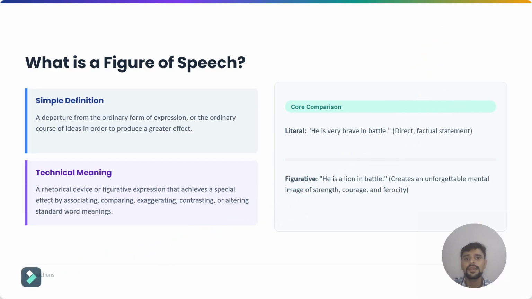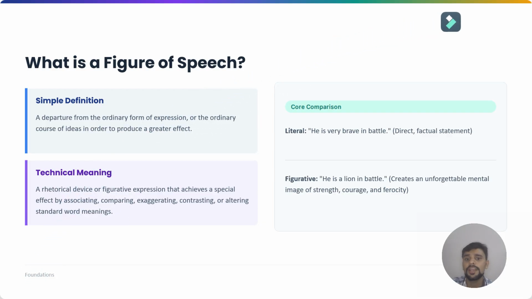Let's define a central concept. A figure of speech is specifically a way of expressing an idea that departs from ordinary literal expression in order to create a particular effect. Let's compare two sentences. He is very brave in battle. That is straightforward, right? It tells us a fact. Now, he is a lion in battle.